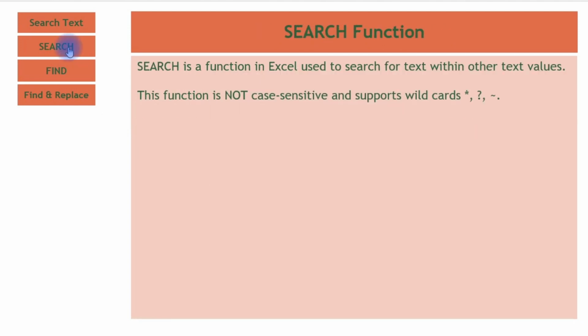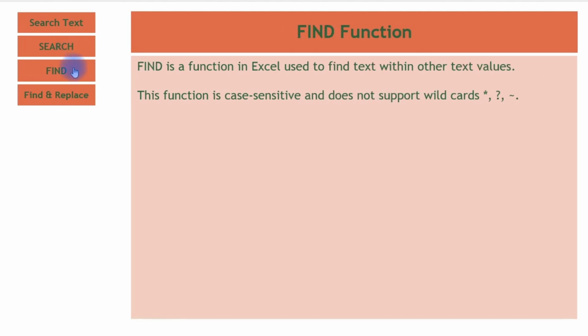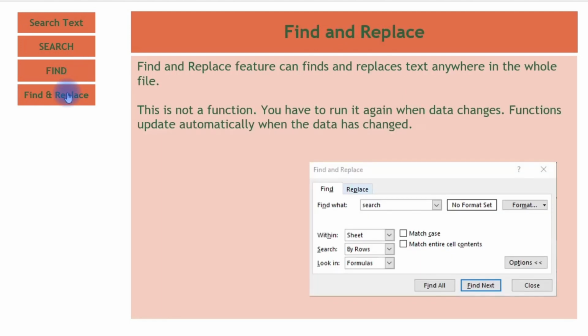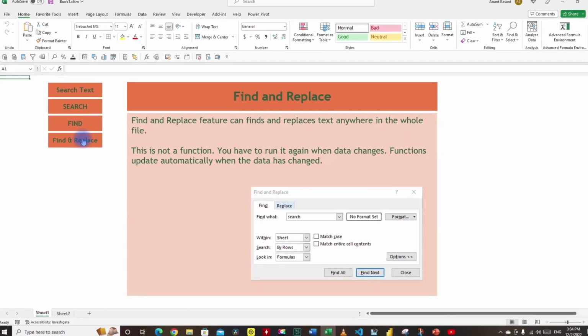The search function is used to search text within another piece of text. This function is not case sensitive and it supports wildcards also. Find function is case sensitive and it does not support wildcards. Find and replace feature, as I said, is not a function and you can use it to search for formats also. Now let us look at a couple of examples of these functions.